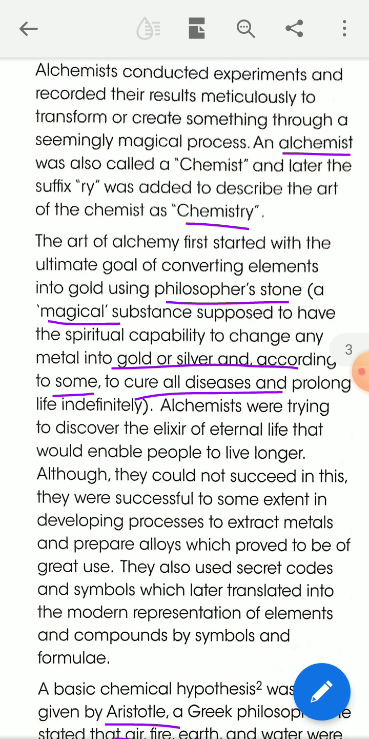Now see how the term chemistry came. Okay. An alchemist was also called a chemist, and later the suffix "ry" was added to describe the art of the chemist as chemistry.